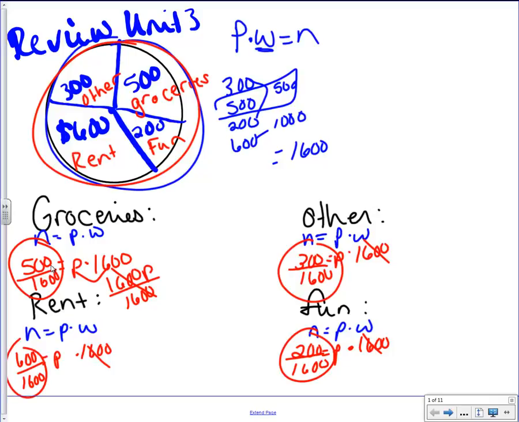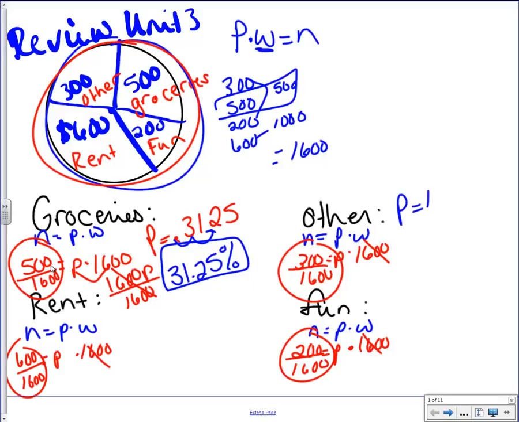It's going to give me a decimal number. The decimal number then needs to be moved. The decimal places, sorry, let me find this number. 500 divided by 1,600 gives me a P of 0.3125. Remember, I need to move it 2 places to the right, and so 31.25% is how much groceries is. Okay, there's my first one. My second one is 300 divided by 1,600, and I find that my P is 0.1875. Move it 2 places, and I get 18.75%.